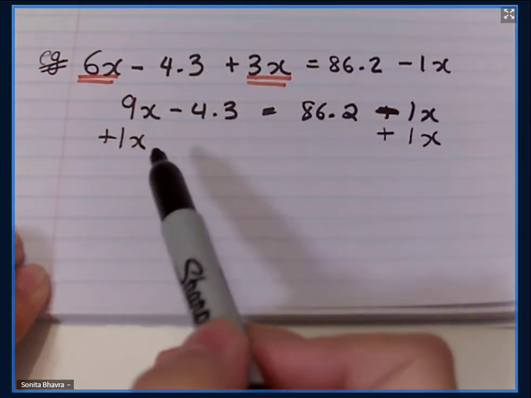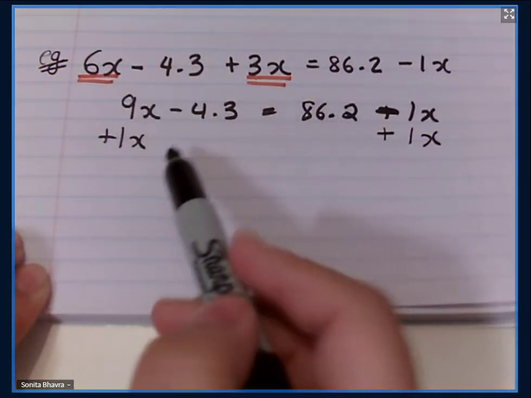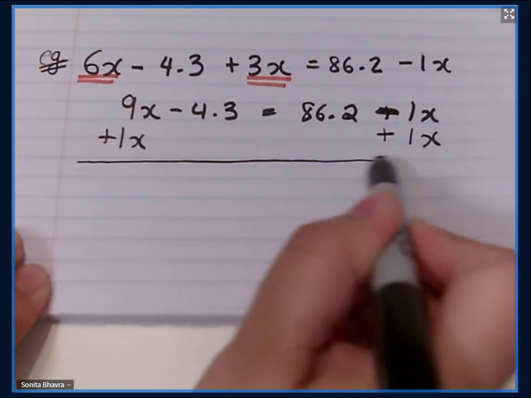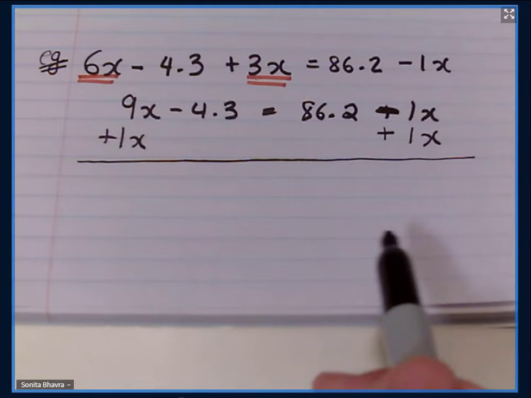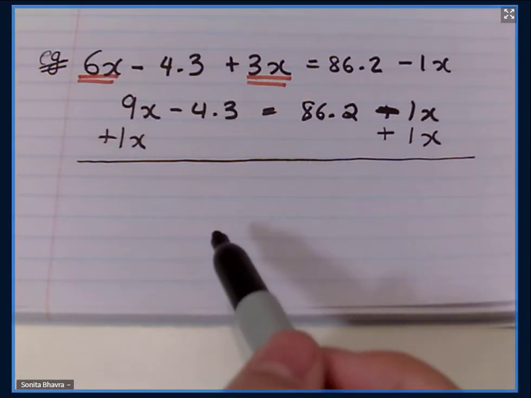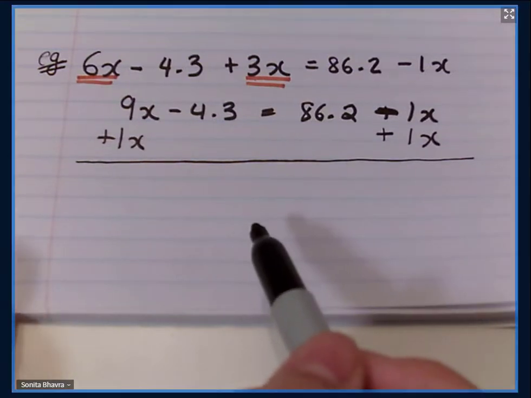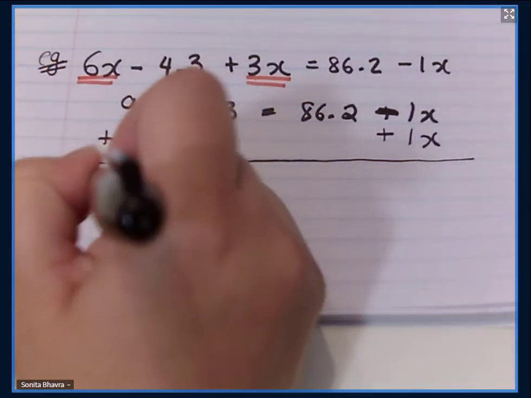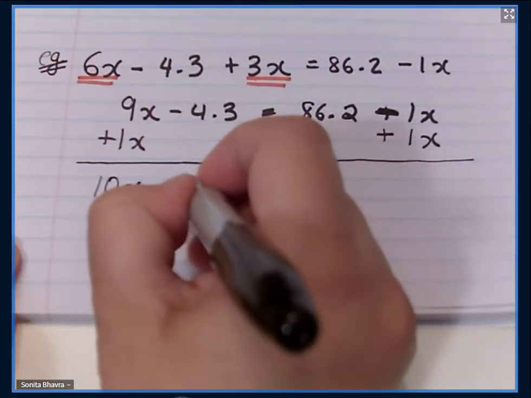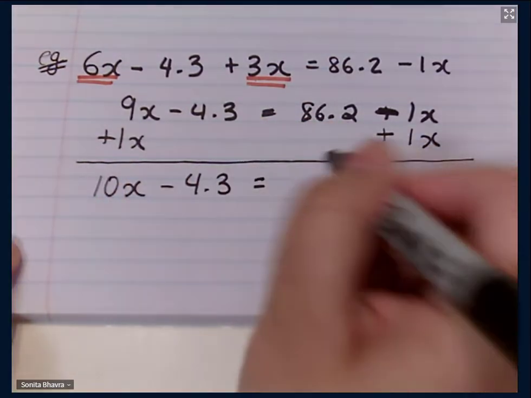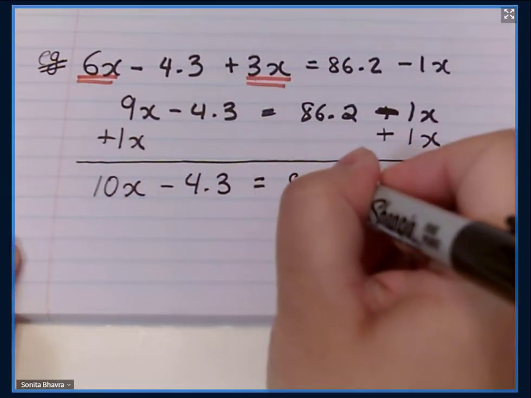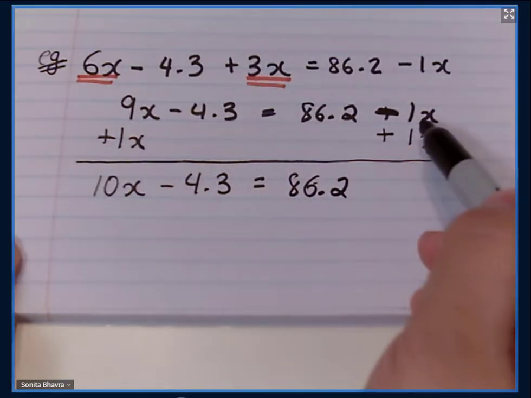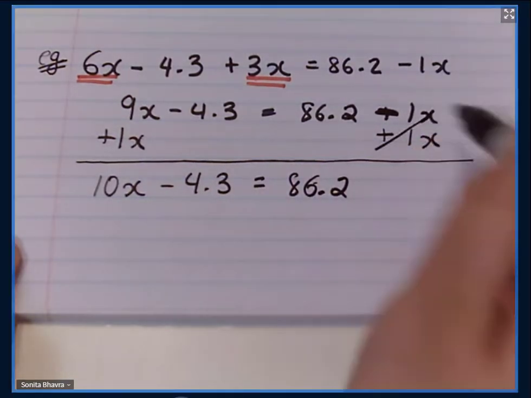And notice how I add the x with the x. I don't add a 1x to the number. You have to keep the terms together that are like terms. So now on the left-hand side, I have 9x plus 1x. That gives me 10x, minus 4.3, is equal to 86.2. The negative 1x and the plus 1x is 0.